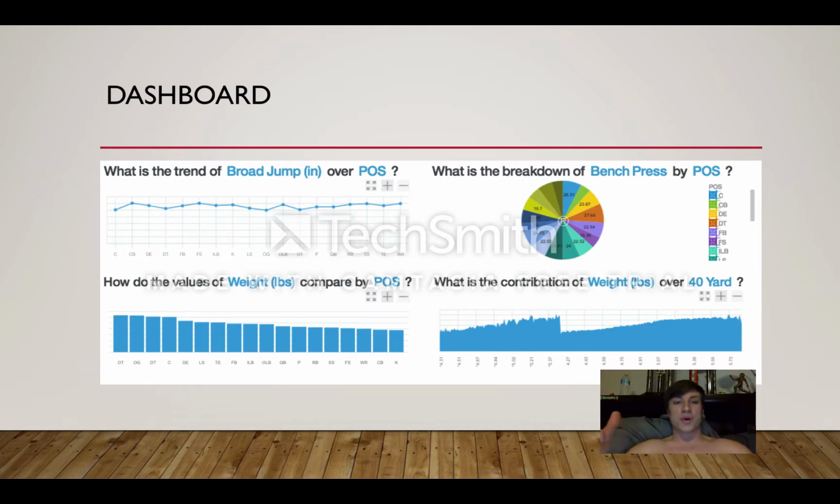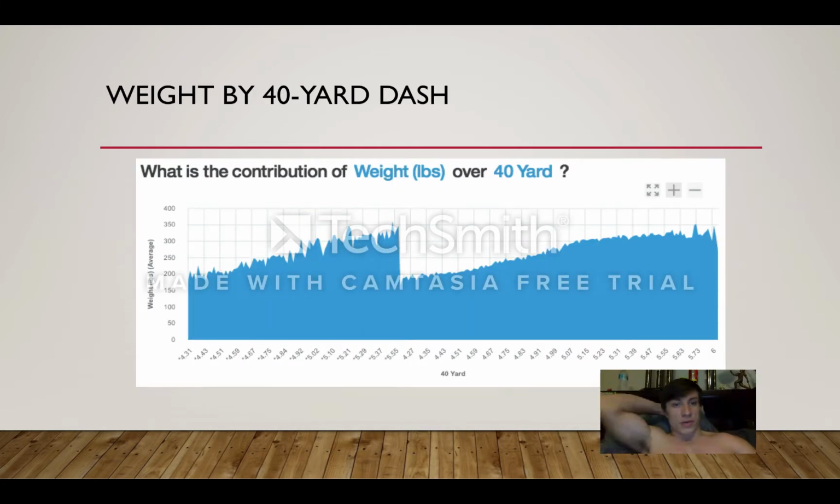I decided to compare broad jumps per position and strength by position as well, such as bench press, and each weight that averages at a certain position, and then the same thing for the 40-yard dash, how it compares to weight. So, okay, for this first one, I did weight by 40-yard dash.